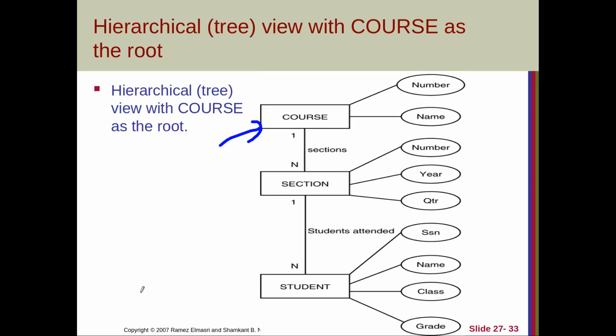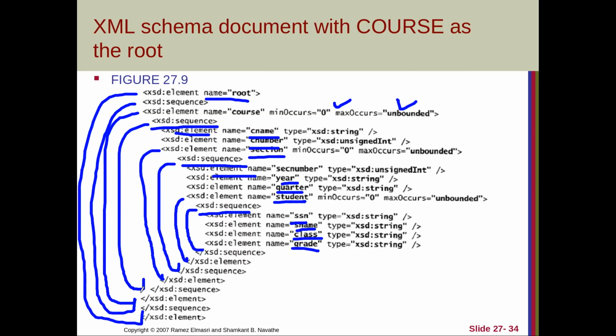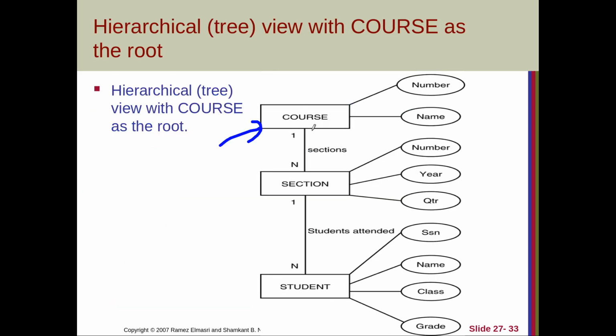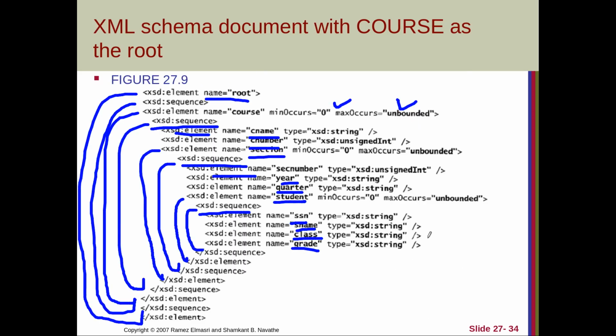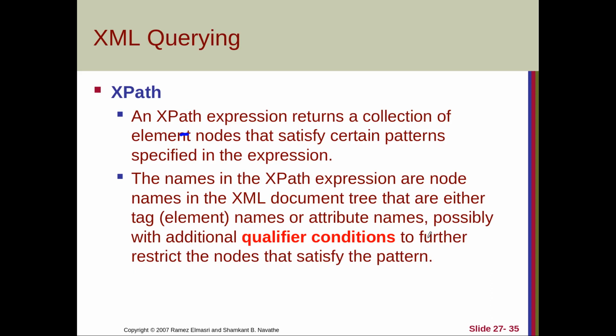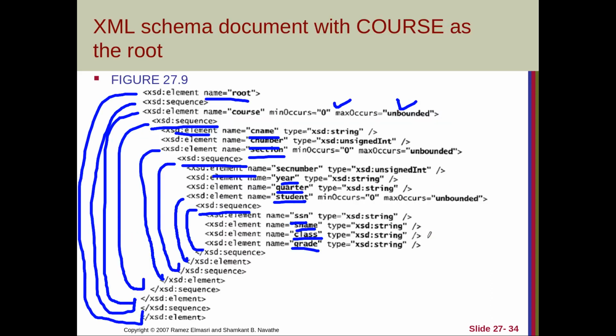So this tree model can be converted into an XML schema format. It's a very simple concept only. So here course is an element with attributes number, name and another element, that is session. Then session is again with number, year, quarter attributes and another element student, which is further divided into SSN, name, class and grade. So that is all about XML schema.